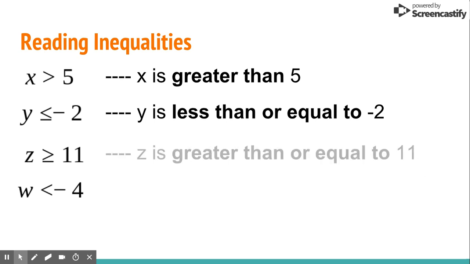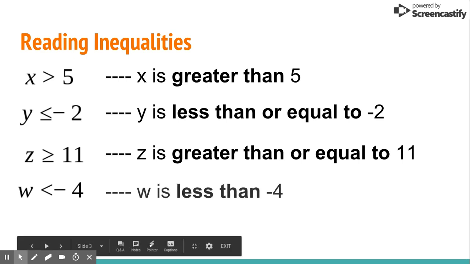Z would be greater than or equal to 11. And then your last one, W is less than -4.